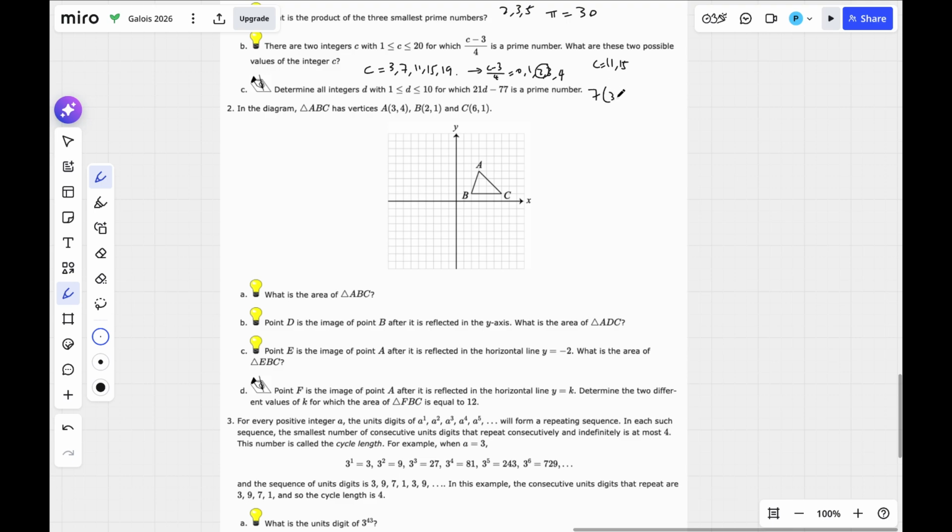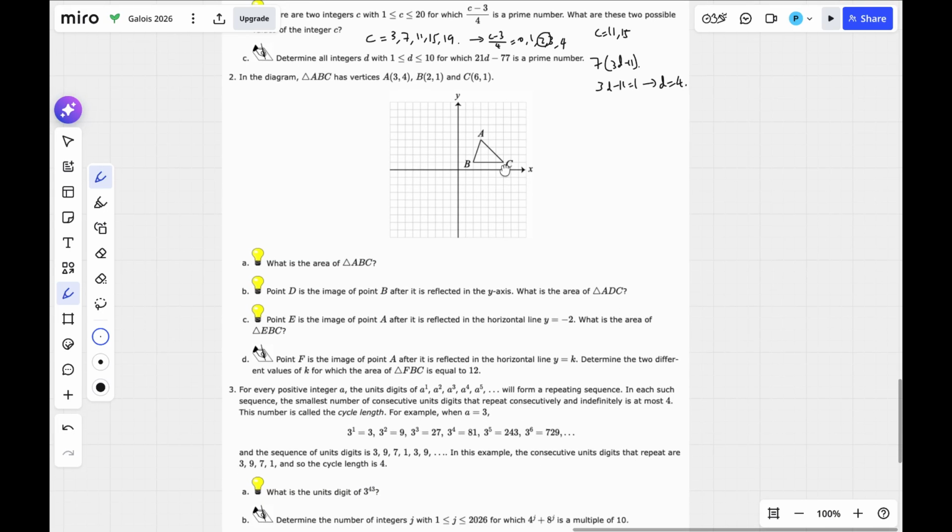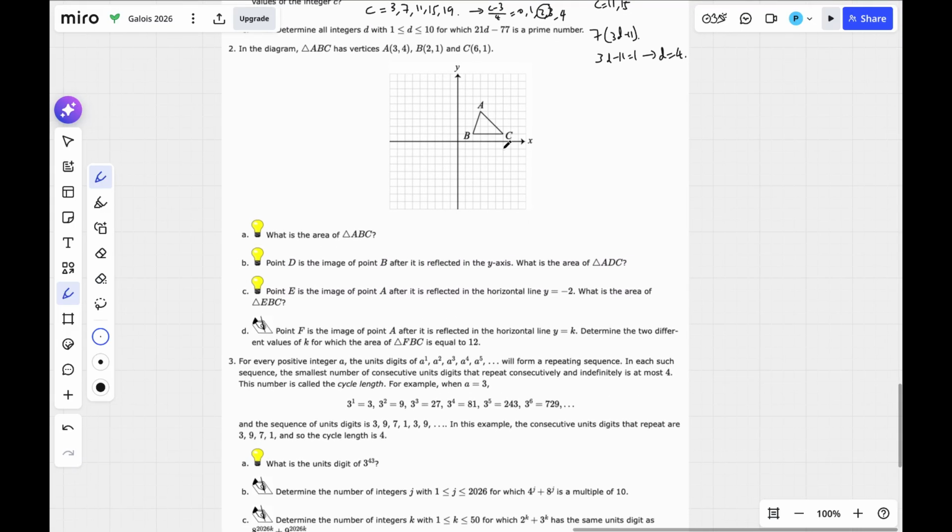Now for part c, we want all integers d with 1 less than or equal to d less than or equal to 10, for which 21d minus 77 is a prime number. So the key idea here is to notice that we can factor out a 7. So this is 7 times (3d minus 11). Since this is prime, we know primes only have two divisors, so this means that 3d minus 11 will be equal to 1. And this gives us d equals 4. And so this is the only solution.